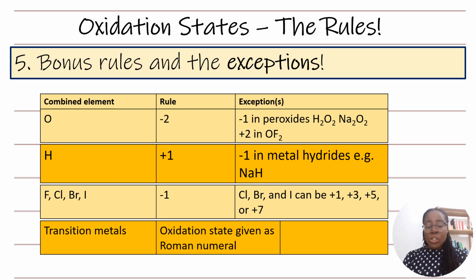And finally, transition metals in compounds. As we know, they have variable oxidation states. So that would be given to us as the Roman numeral, or we'd have to figure it out from scratch because we can't determine it directly from the periodic table.